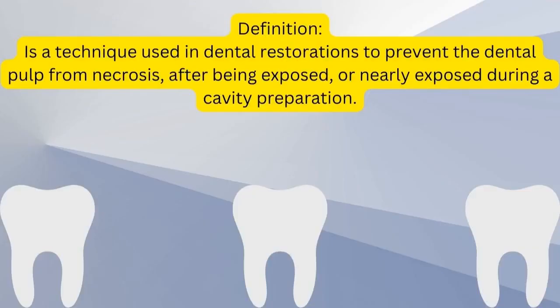Direct pulp capping is a technique that is used in dental restorations to prevent the dental pulp from necrosis after being exposed or nearly exposed during cavity preparation. As the name suggests, direct pulp capping. So there is a direct exposure of the pulp, meaning that we need to do pulp protection against it. So the treatment will be direct pulp capping.